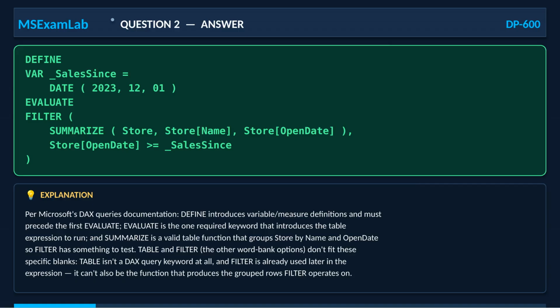Table isn't a DAX query keyword at all, and filter is already used later in the expression. It can't also be the function that produces the grouped rows filter operates on.